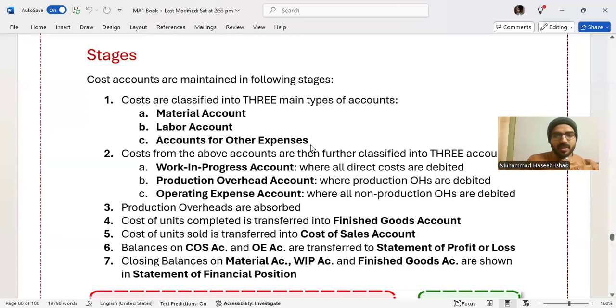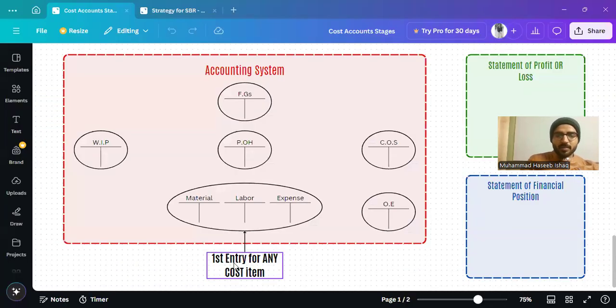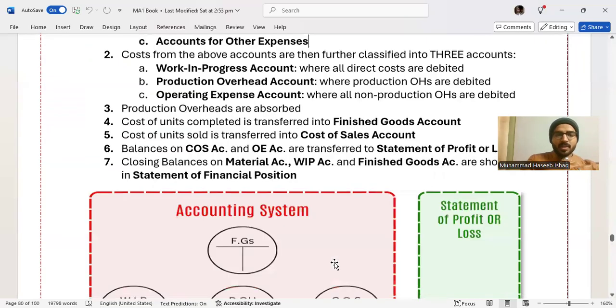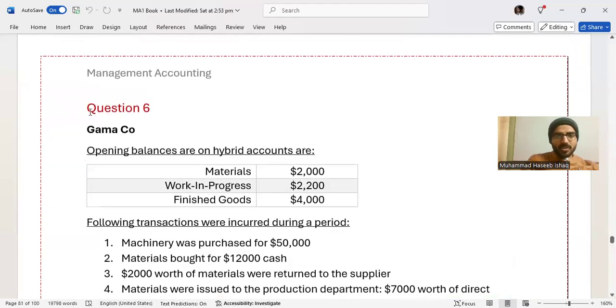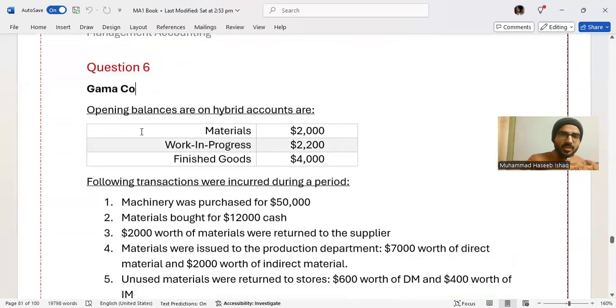So this is the first entry. For any cost item, you must remember that it goes in one of three types of account: the material account, the labor account, or the expense account. This is the first stage, very easy. So let's do this question, Gamma Go. It is numbered as question 6 currently, and I might change it later.